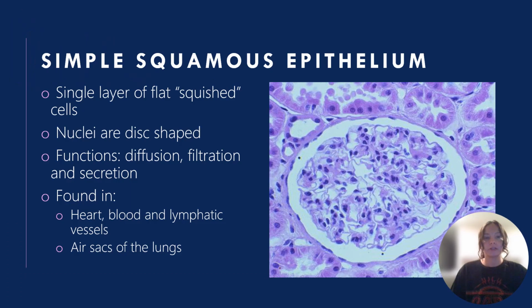Now going further into the different types of the epithelium, you have the simple squamous, which is the single layer of flat-like cells. They look squished. On the image on the right, you can see the squished-like cells. The nuclei are disc-shaped. The functions of this type of tissue are diffusion, filtration, and secretion. It's found within the heart, blood, and lymphatic vessels, as well as the air sacs of the lungs.